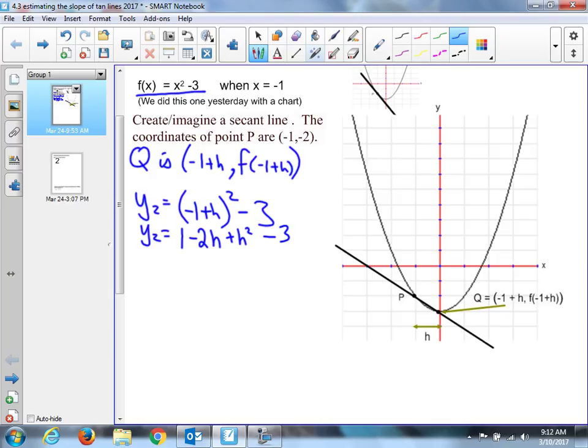Now, let's just group it together a little bit. Sometimes people feel better too if they put the h squared term first. So we'll do that. H squared minus 2h minus 2.